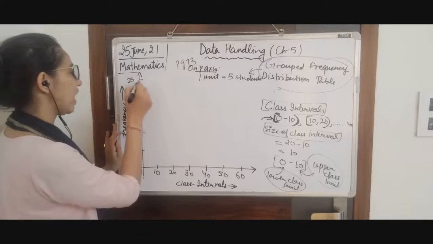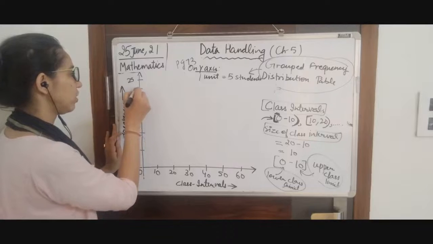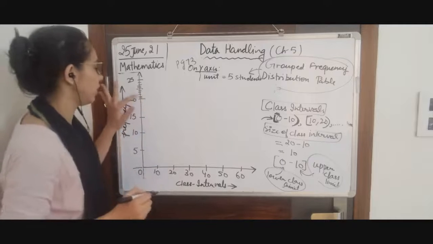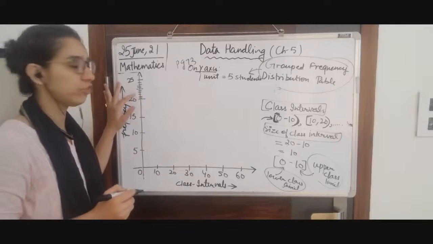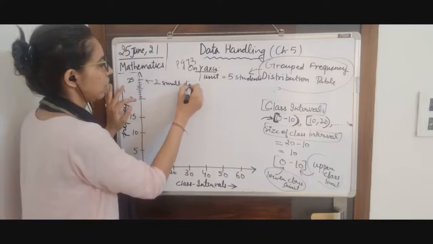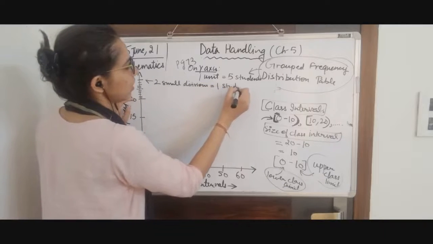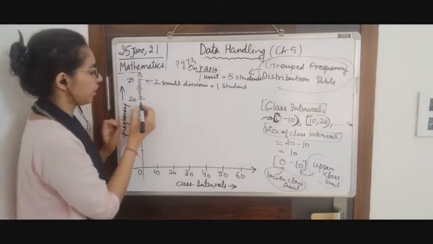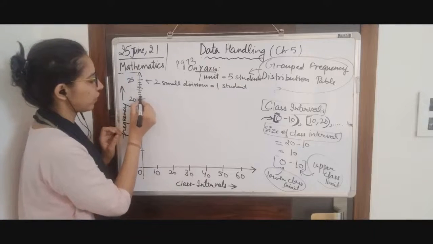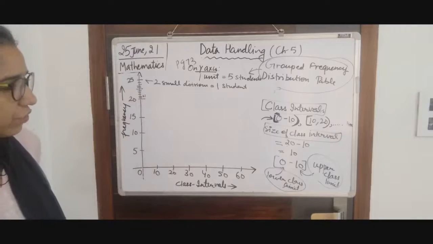As we know that we have 10 divisions in each unit, so 2 small divisions here will represent 1 student. If we have 21 students, then I am going to count 2 divisions after 20. So here it will be 21. Similarly for the other class intervals also.